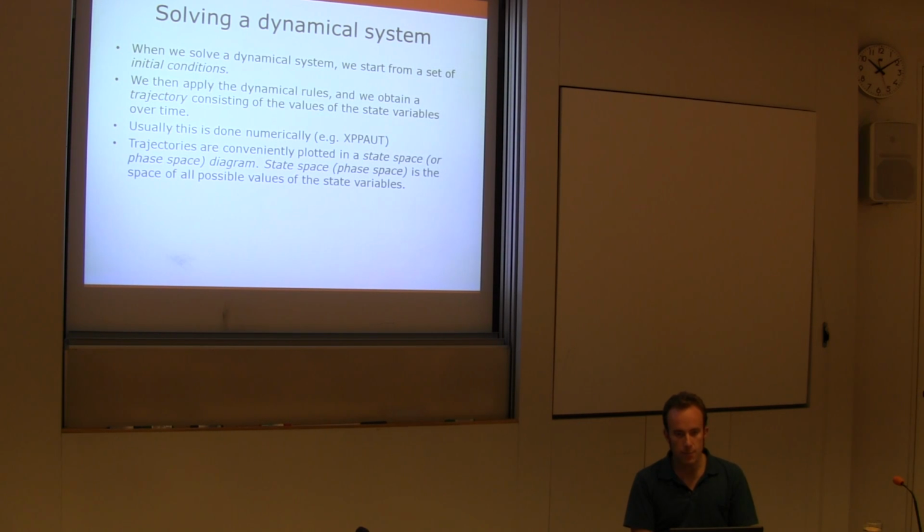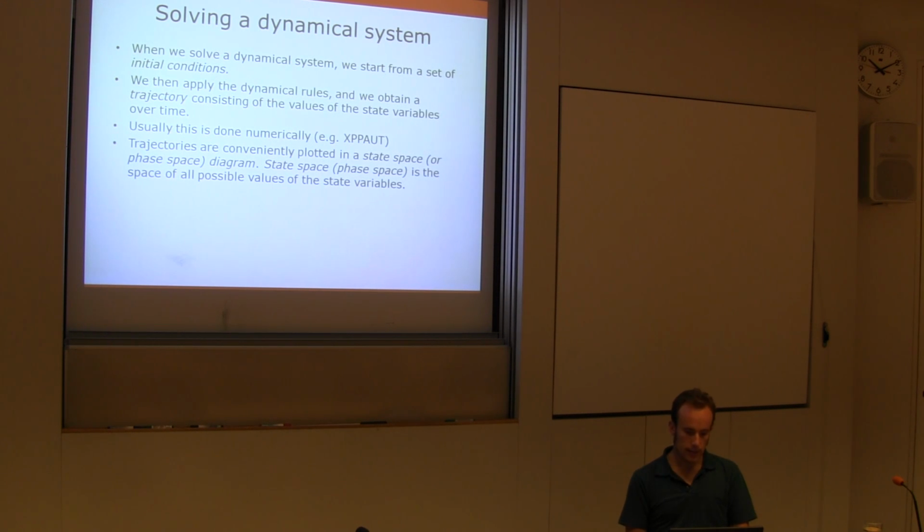And this can be done analytically in some special cases, but almost always it's done numerically. And then once we have these trajectories, we can plot them in a few different ways. One of the most convenient ways is in what's called a phase space or state space diagram.